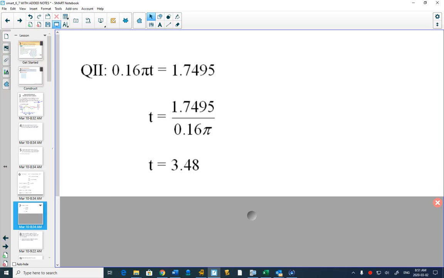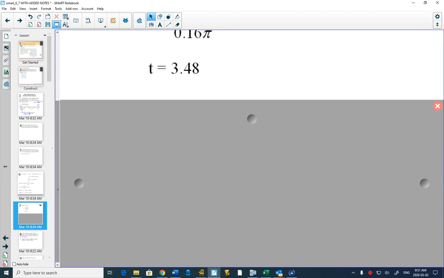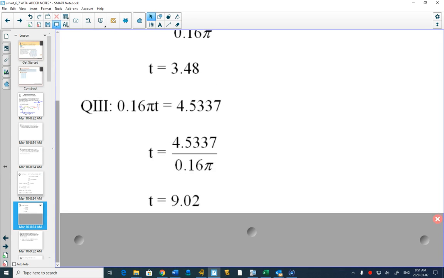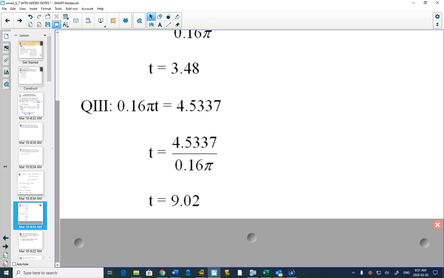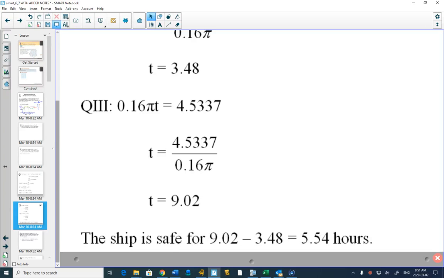The same as what we got on our graphing calculator. Do the same thing for the answer in quadrant 3, and you'll get 9.02. So we can say that the ship is safe for 5.54 hours.